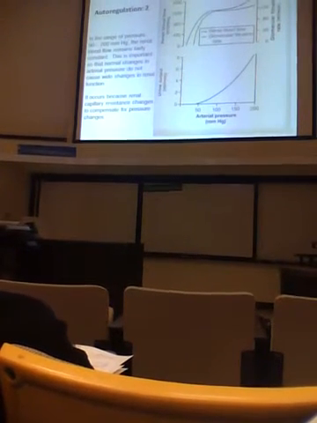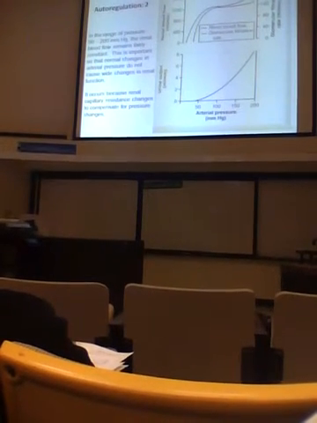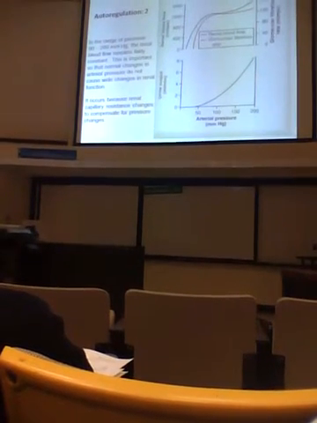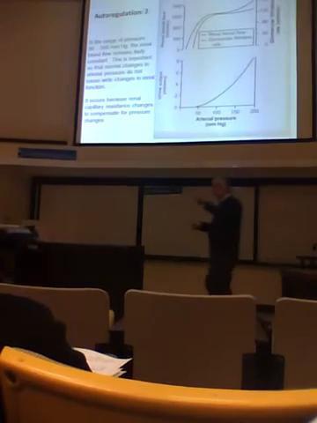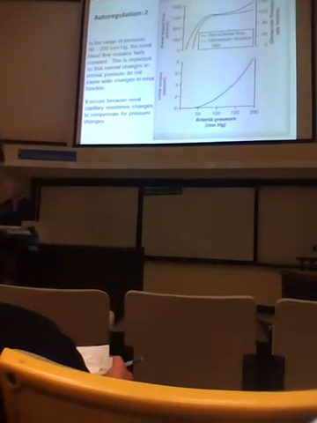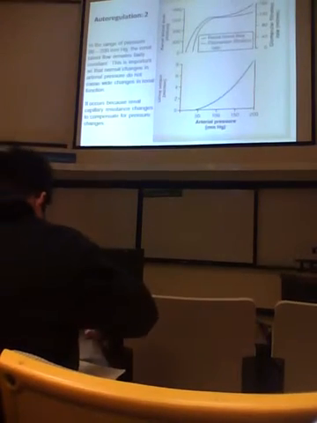Yeah? Makes sense? And it occurs because renal capillary resistance changes to compensate for the pressure. That's this business here. Is that okay? We're talking about the way in which we control the rate of filtrate formation.